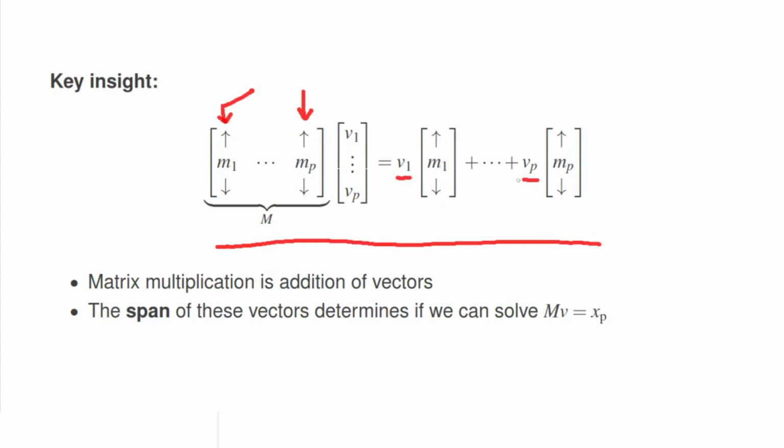The reason this is useful is that it gives us a geometrical interpretation of matrix multiplication. In particular, it is the direction of these vectors m1 through mp that will determine whether we're able to solve the system of equations Mv is equal to xp for general values of xp. The easiest way to understand this is to just do an example, so let's do that.